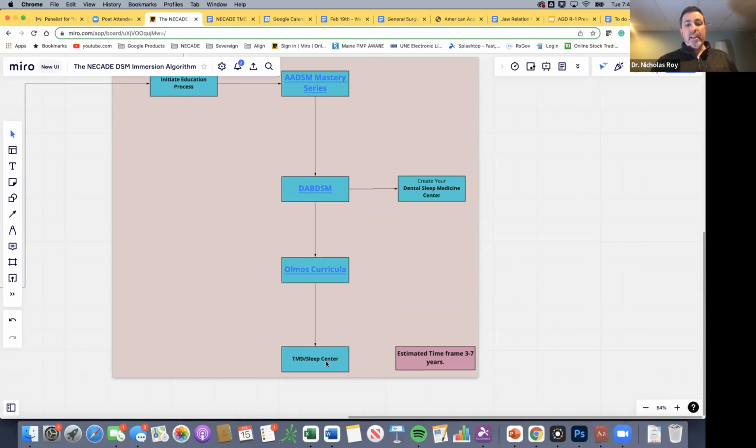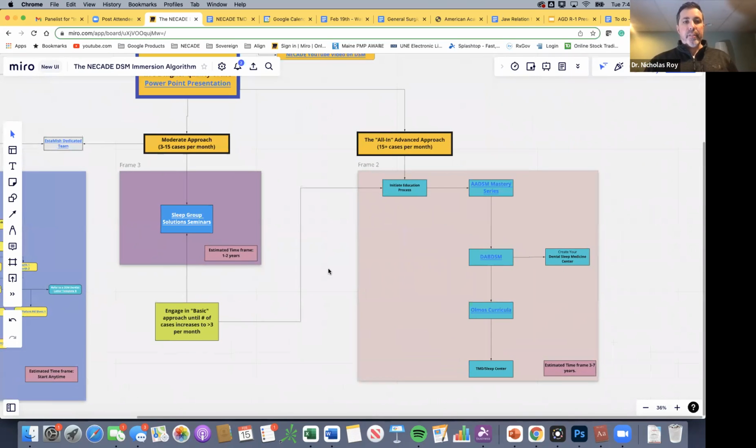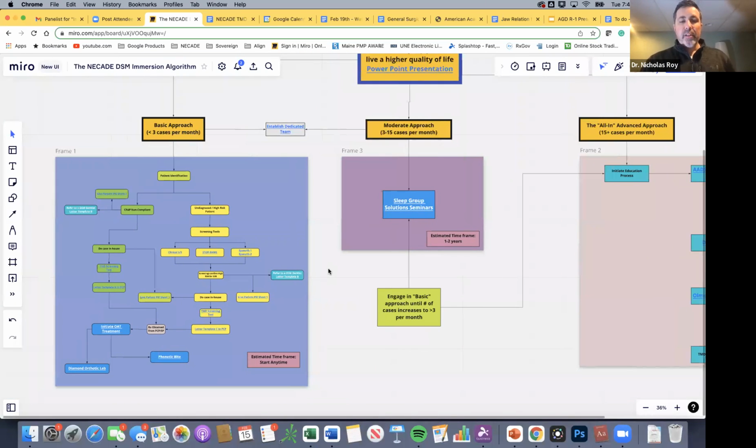And if you decide to do that, you can then treat your patients for both TMD and sleep. And what's amazing is those two conditions actually superimpose on each other quite a bit. When you're treating one, you're often treating the other. With that said, this is quite a long approach. I put an estimated time frame of 3 to 7 years, even for the aggressive CE junkie dentist.